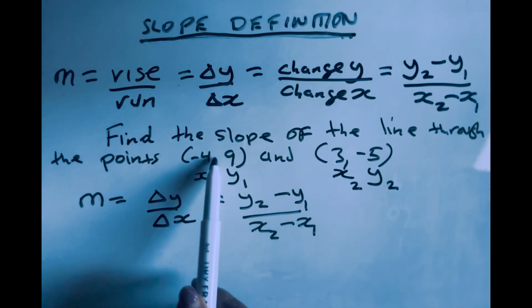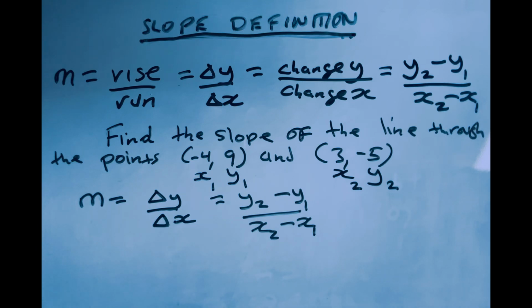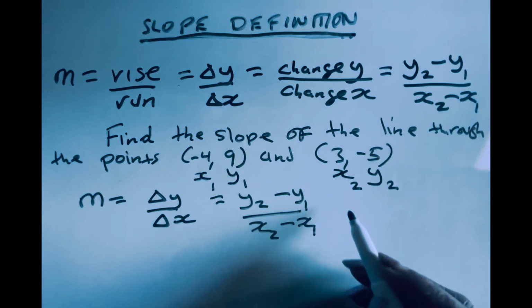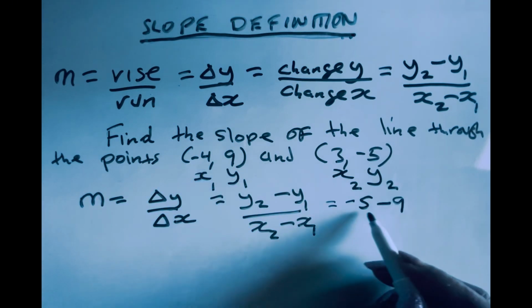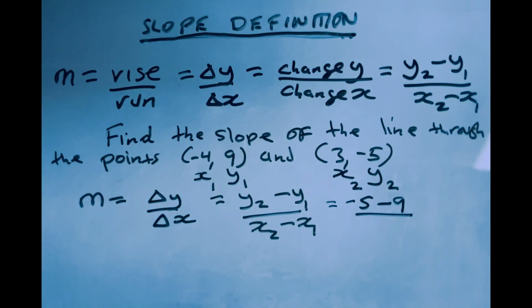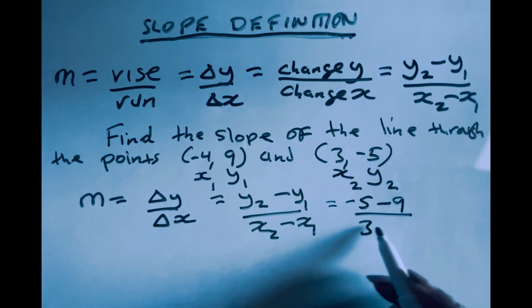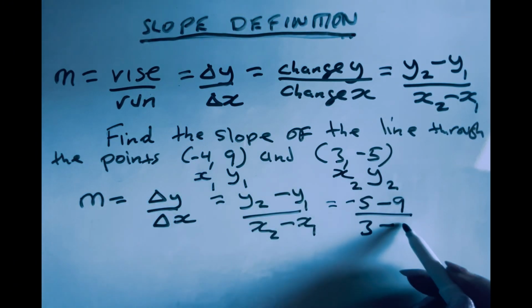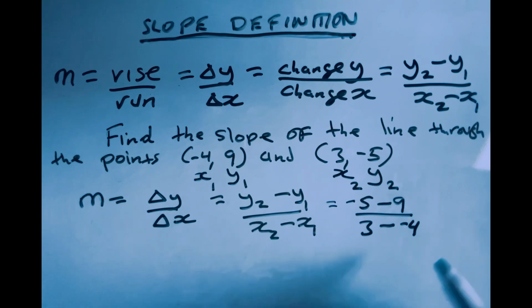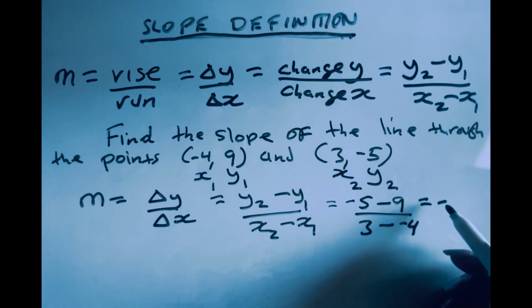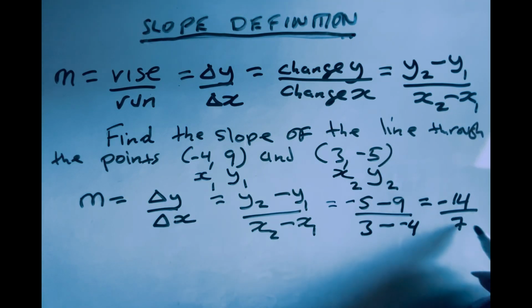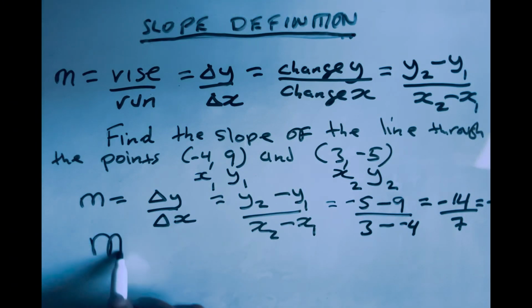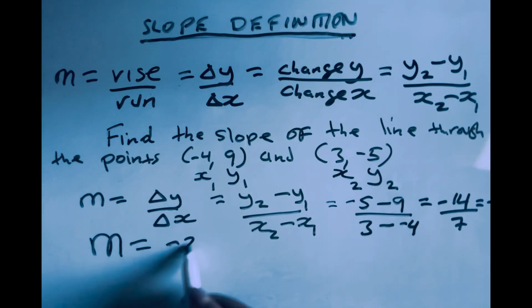Plugging our numbers into the equation, we are going to have -5 minus 9 all over 3 minus -4. And of course, this will give us -14 over 7. And we'll end up with a -2. So here our slope is -2.